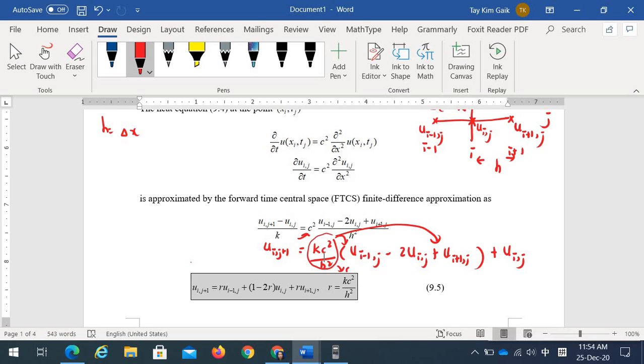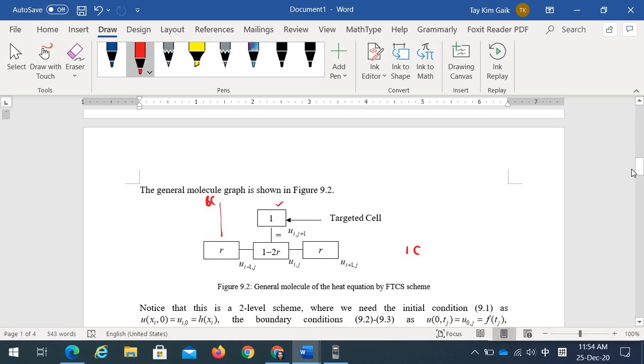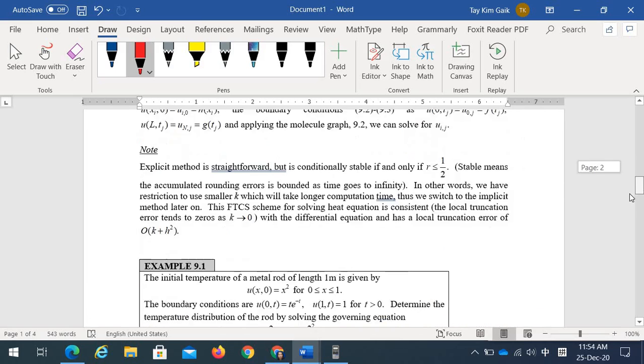Approximate the equation: time is 2-point forward. The second derivative with respect to x at the point (xi, tj) is approximated using 3-point central difference, to get this finite difference notation. Then bring k to the right side: kc squared over h squared is the R. Remember our molecule: R, 1 minus 2R. So calculate the R value.